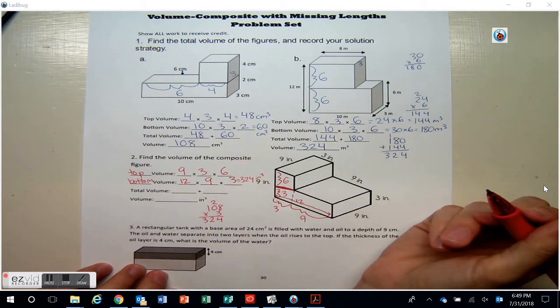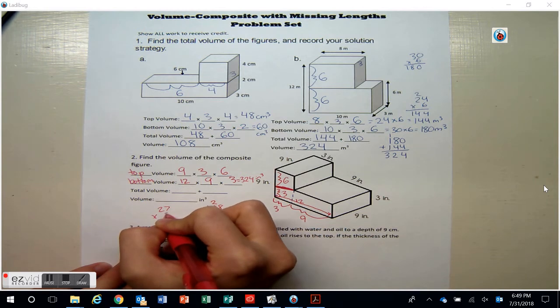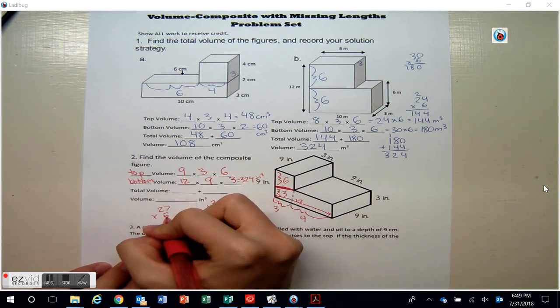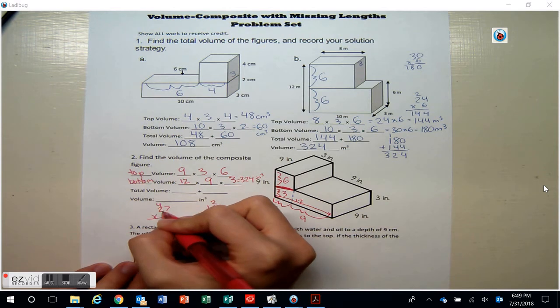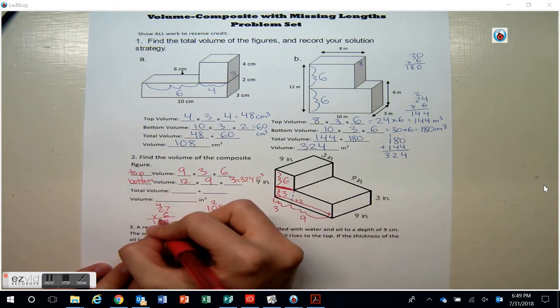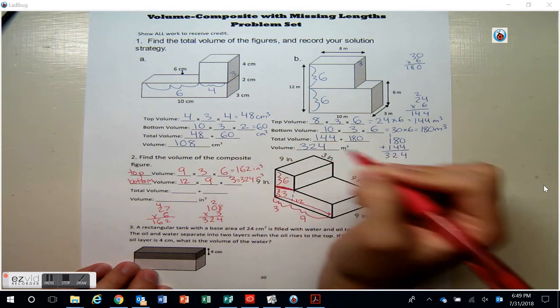So now I have 27 times 6. 6 times 7 is 42. 6 times 2, 12, plus 4 is 16. We have 162 inches cubed for that top shape.